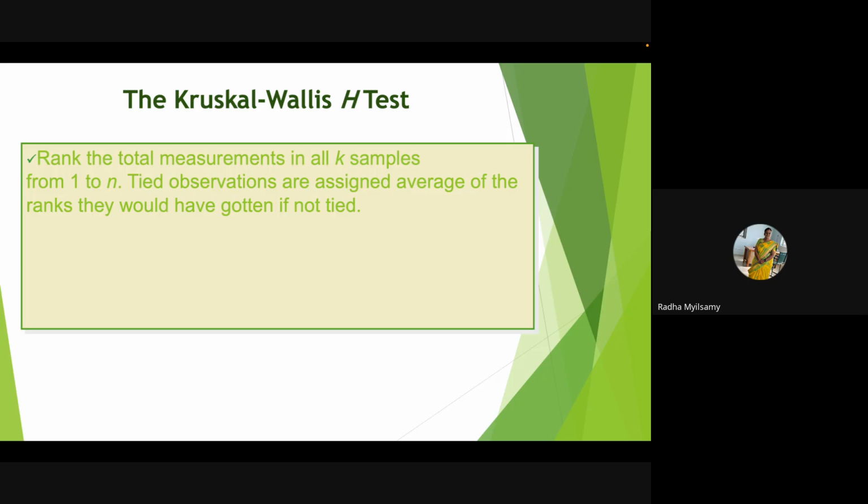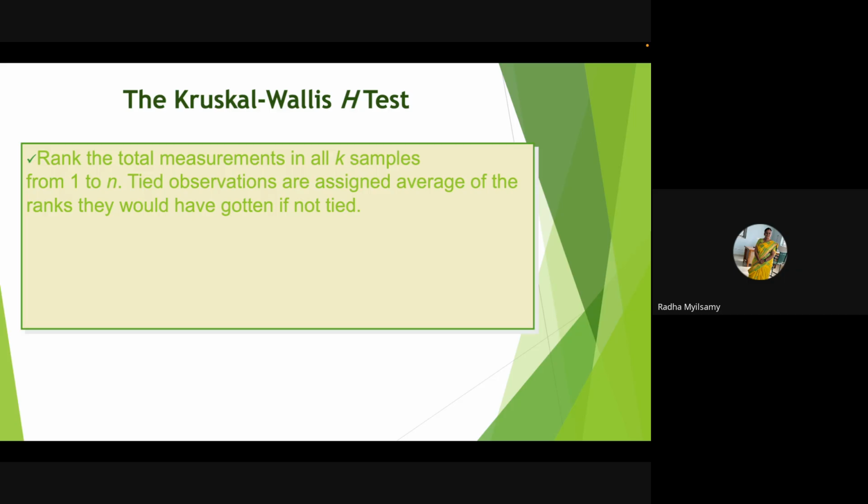We need to give the rank within samples. Suppose, for example, we have three different variables, meaning 3 different samples. We need to give individual ranks for individual samples, and take it as a total. From first to last, we give the ranks and take the total.